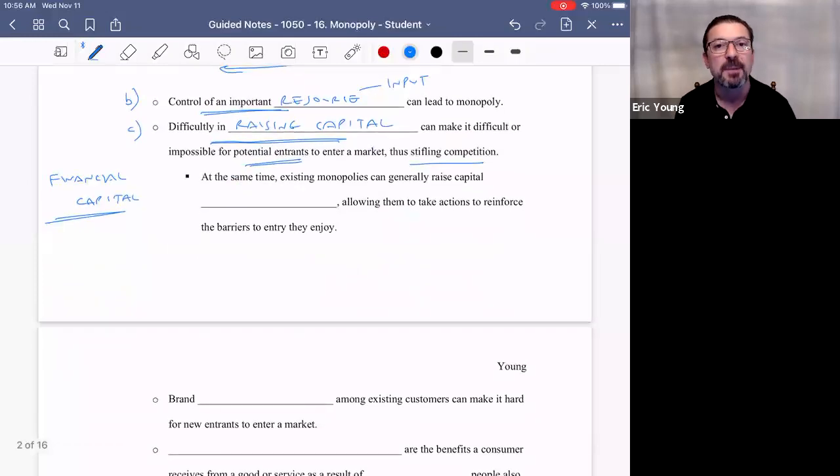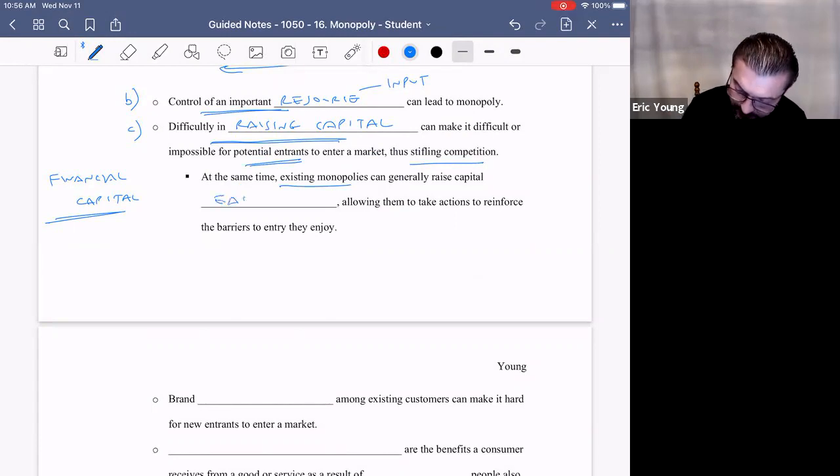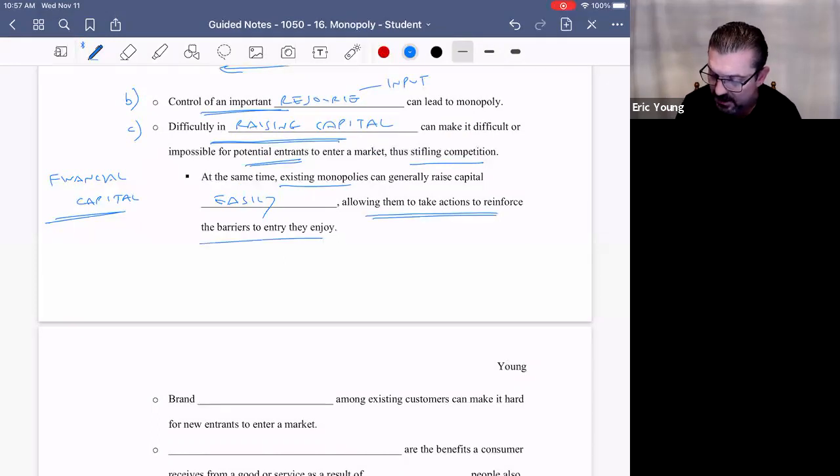And at the same time, in this weird double whammy, existing monopolies can oftentimes raise capital very easily. So at the same time that potential entrants cannot get access to funds, the existing monopolies oftentimes have pretty easy access to capital, often at low interest rates. And this, of course, allows them to take actions to reinforce those barriers that they already have, and sometimes they even put up more barriers.